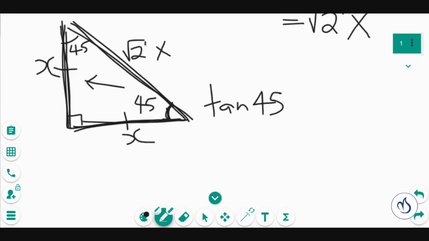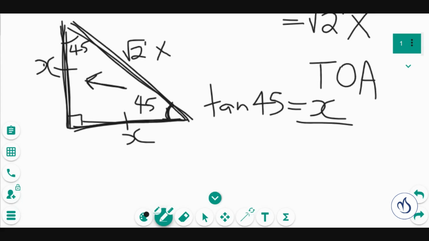From SOHCAHTOA, tangent of any angle is the opposite over the adjacent. So tan of 45 is the opposite, which is actually x, over the adjacent, which is also x. And x cancel out. Hey, so when some children cancel out x and x, they remain with 0.